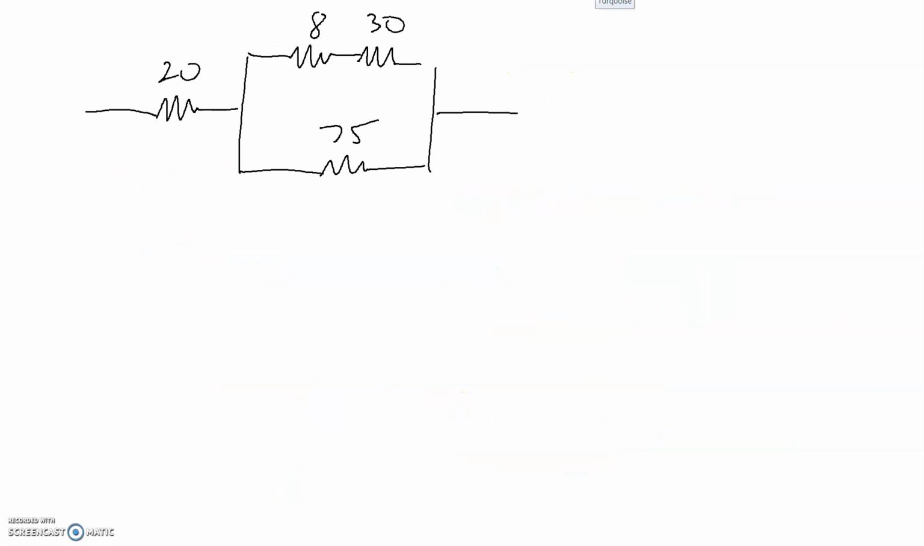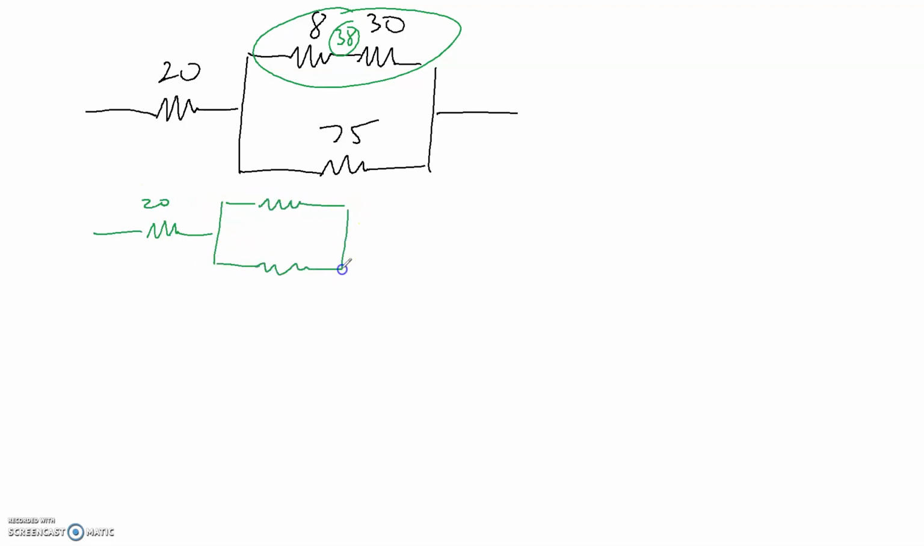Okay, so here's a combination of resistors. We've got 4 different resistors here, and we're just going to find the total resistance of them all put together. Now I'm going to find a couple that I can put together nicely, and the 8 and 30 are really easy to put together. I can take these two and replace them with just a 38 ohm resistor. Okay, so now I'm going to redraw my circuit. There's my 20 right there, that hasn't changed. And I've replaced those two on top with a 38 ohm resistor, and there's my 75 right there.